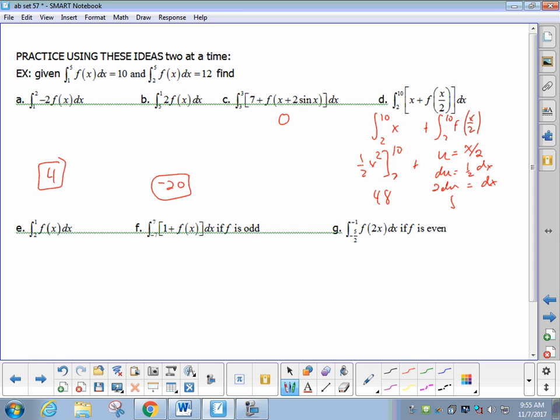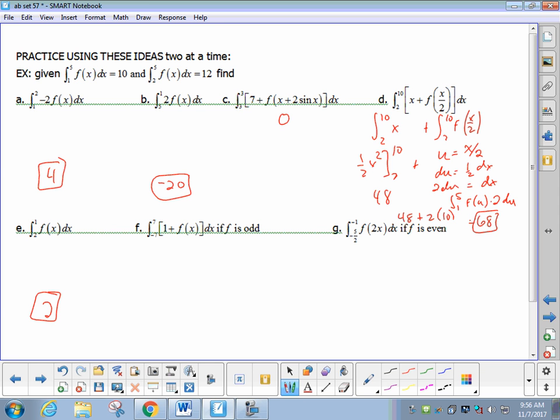The limits of integration would change from 2 to 10 to half of those, so 1 to 5. So this is going to change at the end of the day to 1 to 5 f of u times 2 du. The 2 can be brought out front, substitute, and so at the end of the day it's 48 plus 2 tens, and that's where I'm getting a 68. Do you agree? Okay. What about E? What'd you get? 2. Yeah. Had to switch and then take apart.